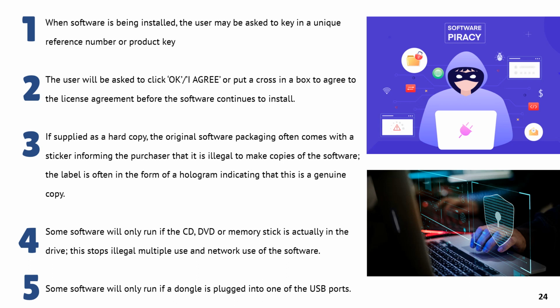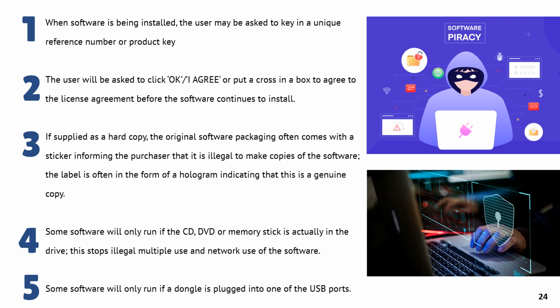Right, for number 3, if supplied as a hard copy, the original software packaging often comes with a sticker informing the purchaser that it is illegal to make copies of the software. The label is often in the form of a hologram, indicating that this is a genuine copy.